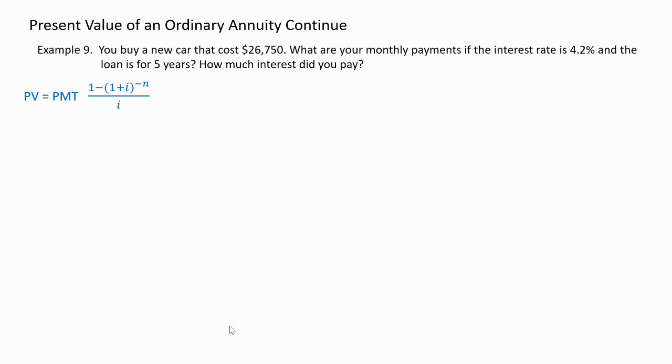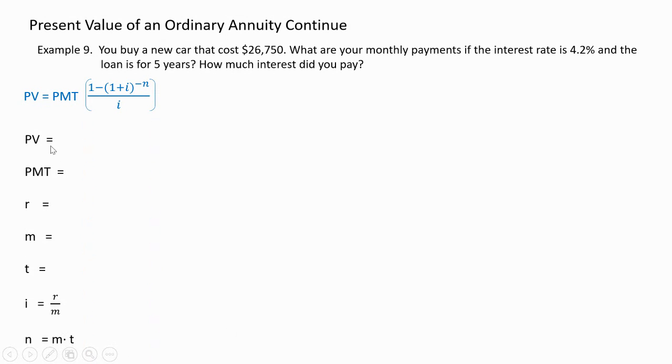Example number 9. Say you buy a new car that costs $26,750. What are the monthly payments if the interest rate is 4.2% and the loan is for 5 years? How much interest did you pay? Okay, so let's see that scenario there.